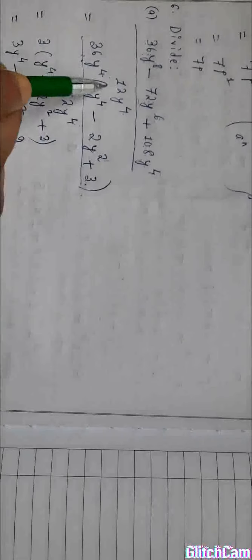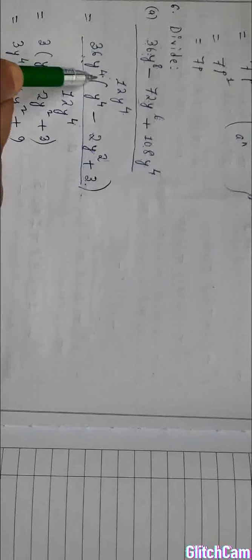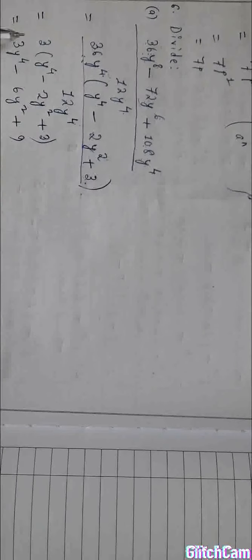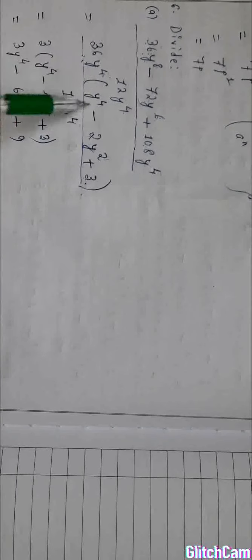Next step, since there is a bracket, this means here it is multiplication. So y to the power 4 and y to the power 4 will cancel each other, and 12 into 3 is 36. So we are writing here 3, and then within bracket y to the power 4 minus 2y square plus 3, which if you multiply it, it will be 3y to the power 4 minus 6y square plus 9.